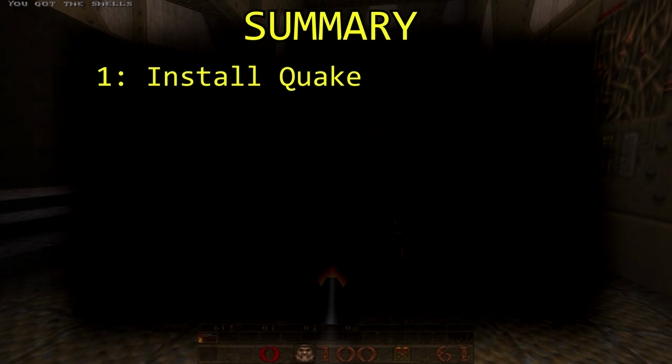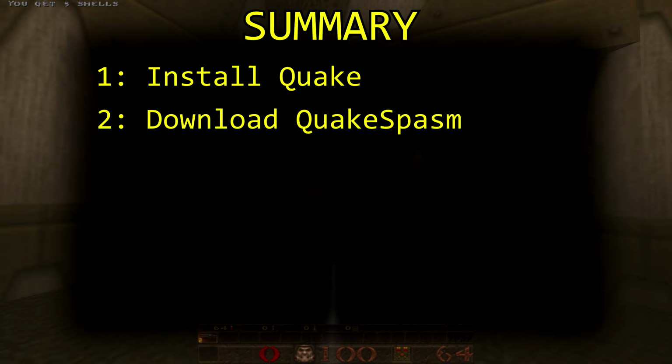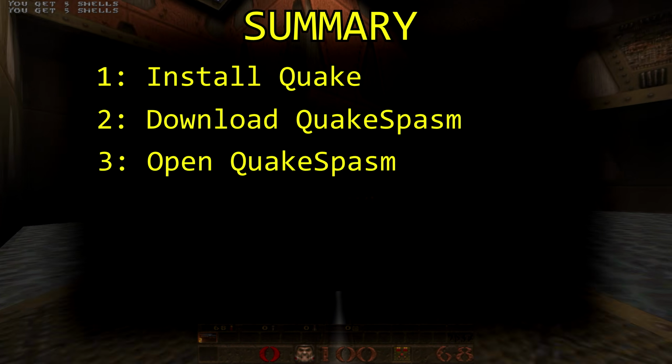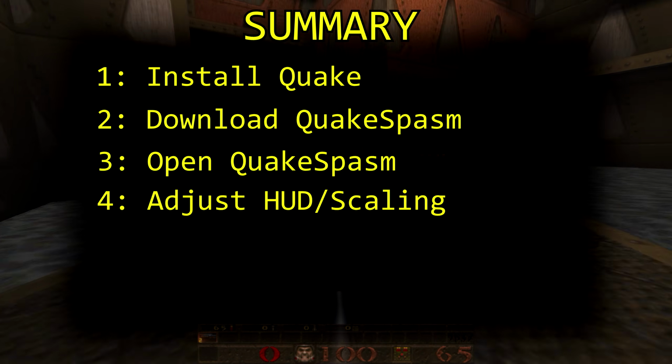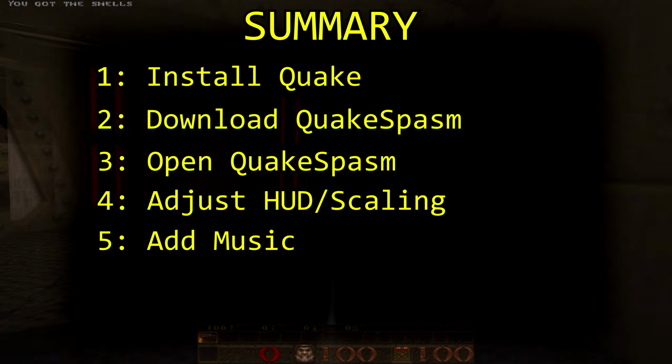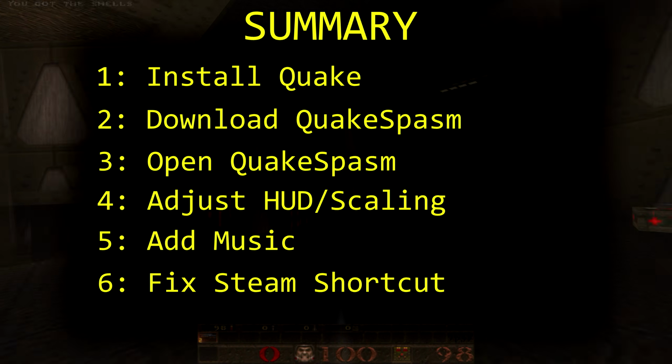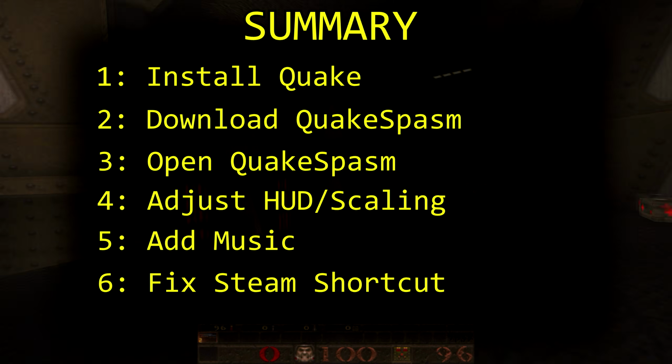Let's go ahead and do a quick summary. Step 1. Install Quake. Step 2. Download QuakeSpasm. Step 3. Open QuakeSpasm and adjust the settings. Step 4. Fix the HUD and screen scale options. Step 5. Add the music in. And Step 6. Fix the Steam shortcut.